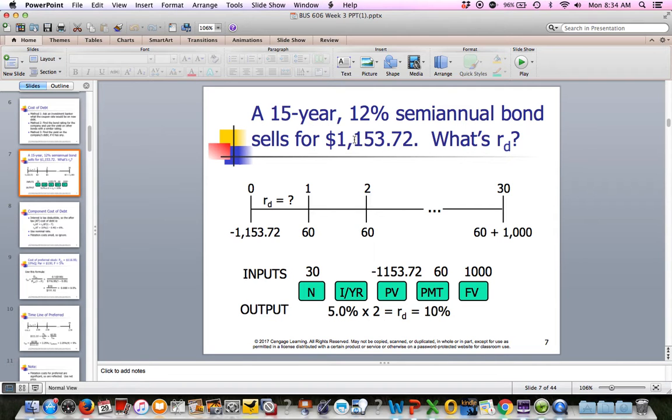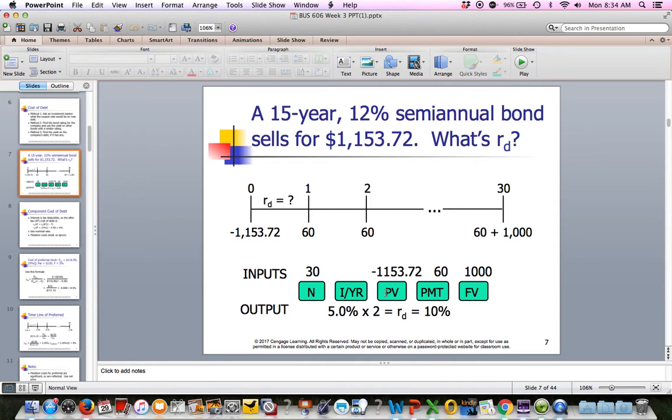So when this bond matures, it'll be worth $1,000. So 1,000 times 12% is 120, but this is semi-annual, so we divide that by 2, which now becomes 60. So every 6 months, interest of $60 is paid. When the bond matures in 15 years, which is 30 periods, it's paid back at 1,000.